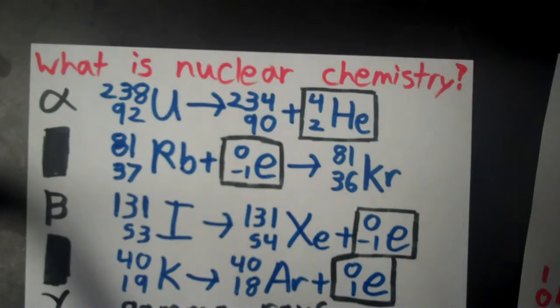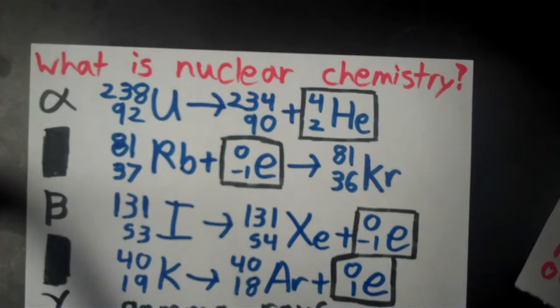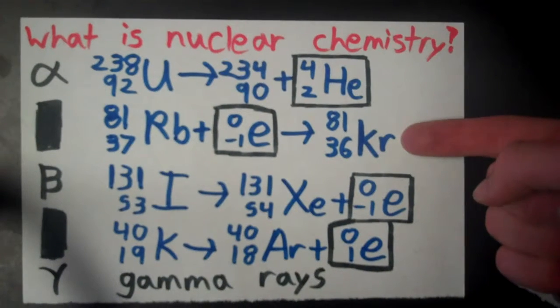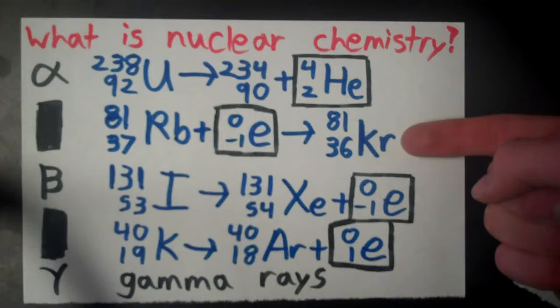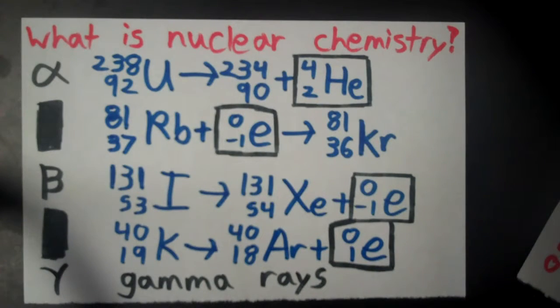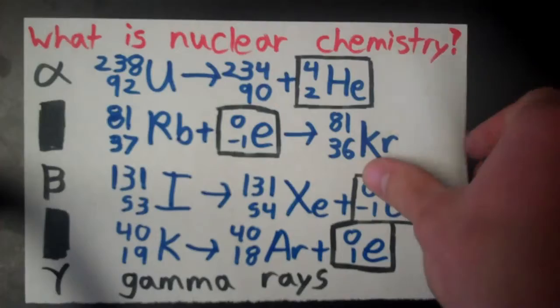Gamma rays, or gamma particles, are simply electromagnetic radiation that are often released with the others to equalize energy between different values. There's also such a thing as electron capture. Electron capture is when an atom absorbs an electron so that it will reduce its charge.